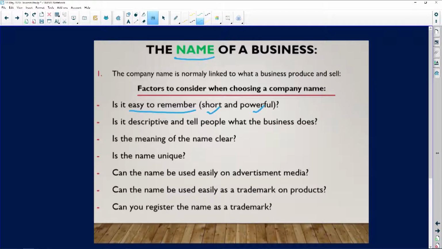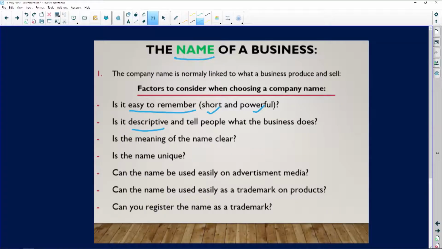All right. Is it descriptive? Does the name tell you what your business does? I've seen a few times you get a name for a company and you think they deal in traveling or so, but then at the end of the day, they do packaging. The name must represent the type of business you do. All right, for instance, travel agencies. I know of flights, you hear the word flight center, flying center. So you get the idea, it's a travel agency. Just an example. Is the meaning of the name clear and is the name unique?